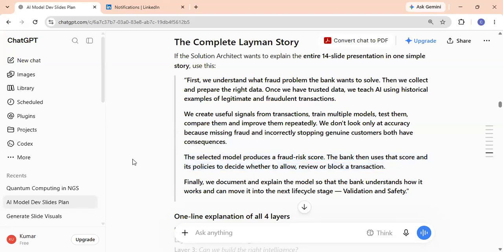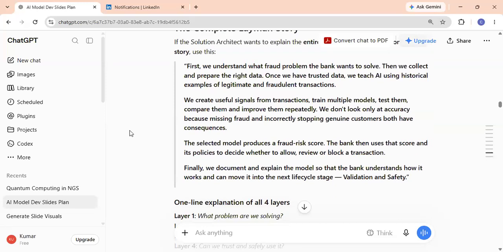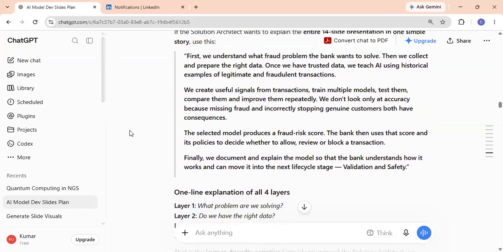Finally, we document and explain the model so that the bank understands how it works and can move it into the next life cycle stage, validation and strategy. It means while moving layer by layer, we need to see that the script is working perfectly for different versions. Each layer needs to evaluate the model perfectly. Then only the process is followed, governance is followed, controls are made, and the user will also be happy.